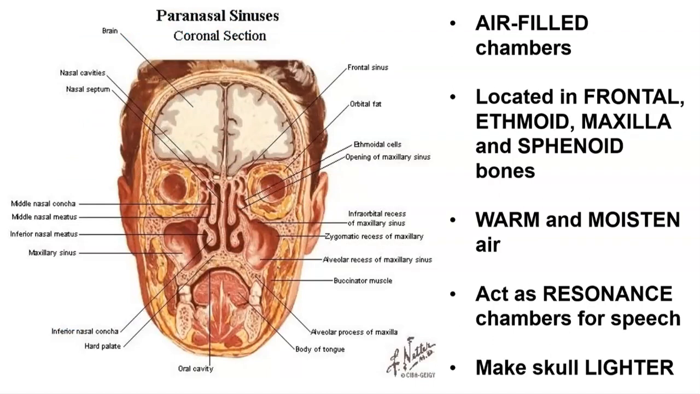The paranasal sinuses are air-filled chambers that are located in some of the cranial and facial bones of the skull. These chambers are located in the frontal, the ethmoid, the sphenoid, and the maxilla bones. They also function to warm and moisten the incoming air, just like the nasal conchae do, and they also behave as resonance chambers for speech sounds. And one additional function of the paranasal sinuses, because they're not solid, they're hollow, is that they make the skull lighter in weight.